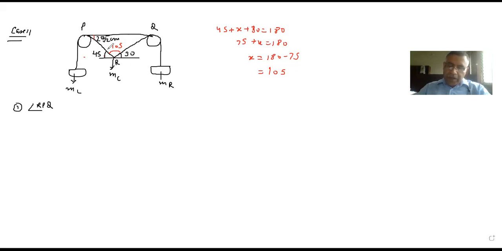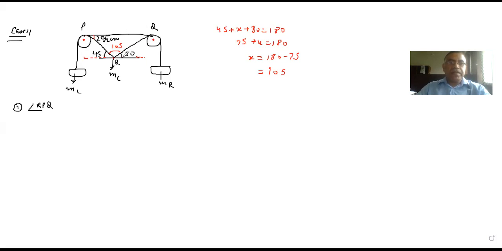So I want to get RPQ. Quickly, who will give me the answer of this RPQ? Now see, this is parallel to this because these two pulleys are fixed at the same place. This is tied, although this is not the midpoint, but the point where it has tied, it's parallel to the line which joins the pulleys.